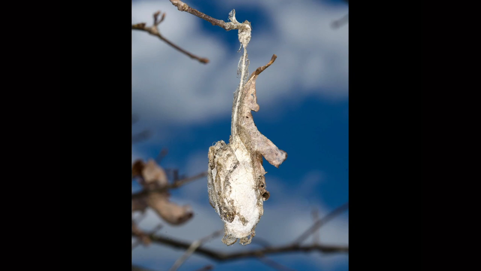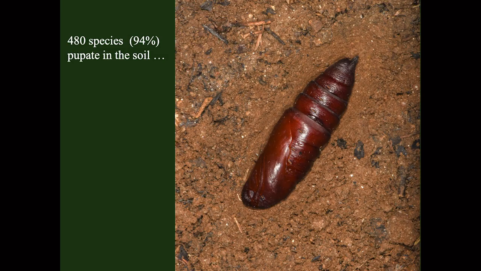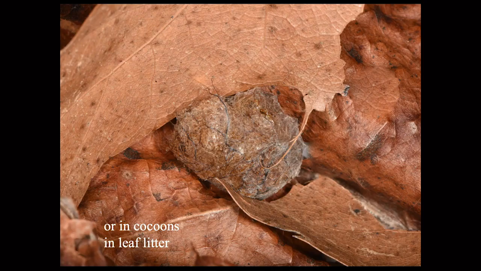This is the polyphemus moth. The caterpillars eat the leaves, and they spin a cocoon, and they hang from the branches, and they overwinter there, and everything happens on the tree. But that's unusual. 480 of those species, 94%, drop from the tree, and they pupate in the soil, or they spin a cocoon in the leaf litter that is underneath the tree. So if the soil is compacted and we have no leaf litter, you've just wiped out 480 of those species.